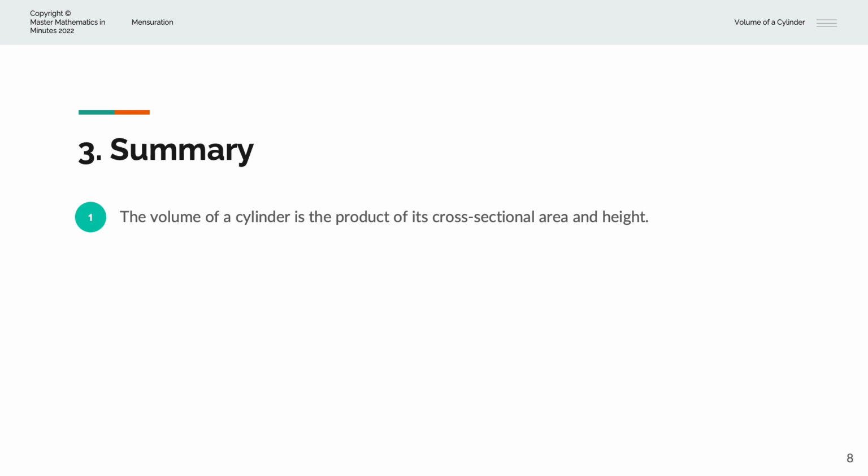To summarize, the volume of a cylinder is the product of its cross-sectional area and height. So we have V equals pi r squared, which is the area of the circle, multiplied by h, which is the height. And that simplifies to pi r squared h.